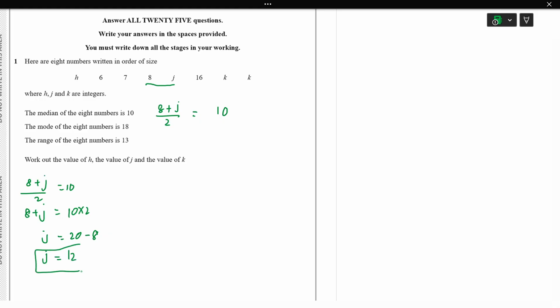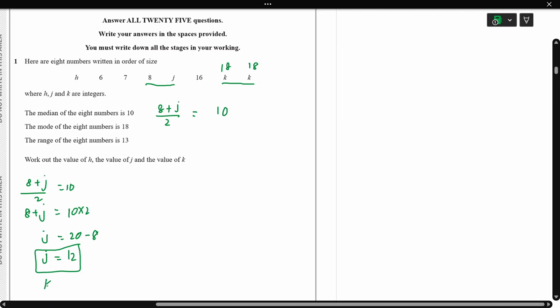We found J. Next, the mode of the 8 numbers is 18. So the mode is the repeated number. Here H is a single number, 6, 7, 8, and J is 12, we know. So these two numbers are the same, both are 18, 18. That's the most repeated number. So we write K equals 18. So we got K also.